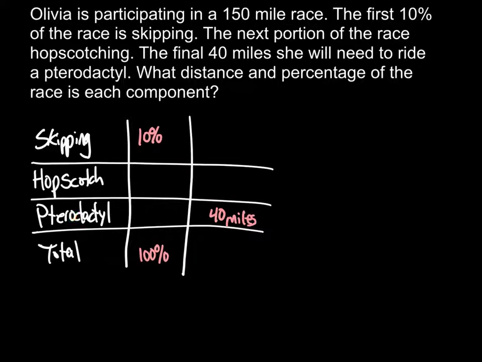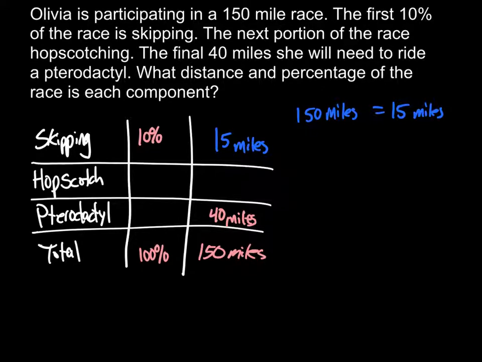So I started with a table where I labeled out each part, including the total, which I know is 100%, but I don't know the total distance. Skipping, I know is 10%. I also know, so I do know the miles, excuse me, that 100% is 150 miles. So the first thing I need to do is calculate 10% for the skipping. And I know that if there's 150 miles as 100%, then 15 miles will be 10%.